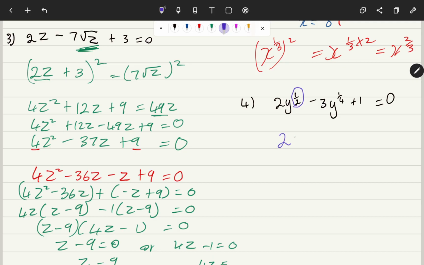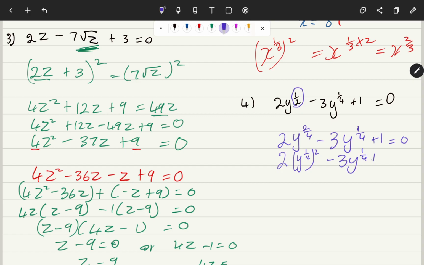We're going to have 2y to the 2 over 4, which is a half. So we didn't change anything at all. Everything is still the same: y to the 1 over 4, plus 1, equals 0, right? So now I can do exactly what I did on number 2. I can say I have y to the power of 1 over 4, to the power of 2.